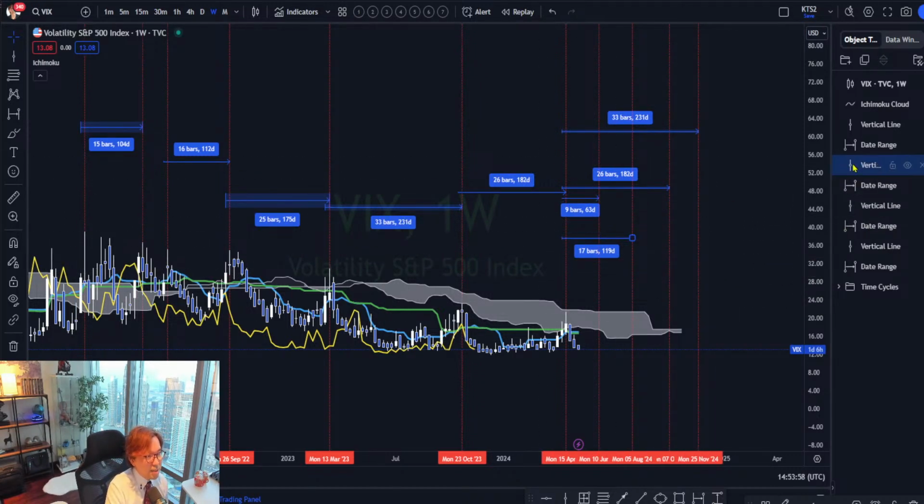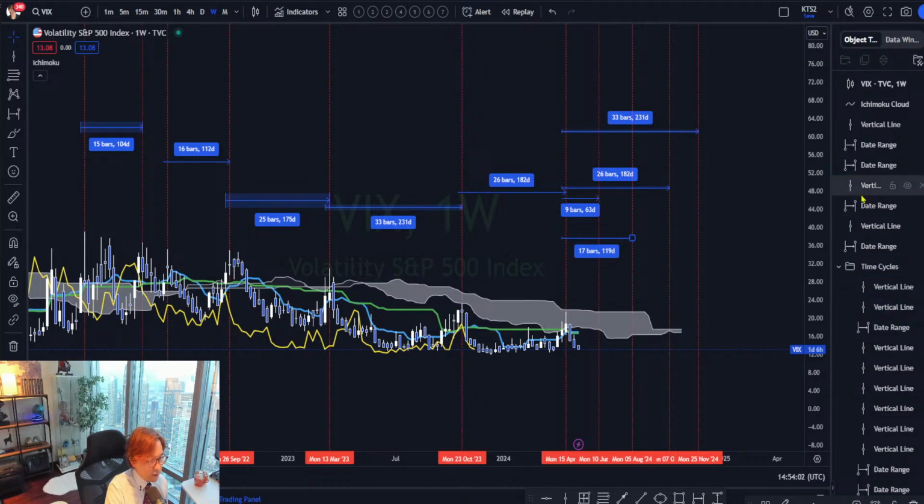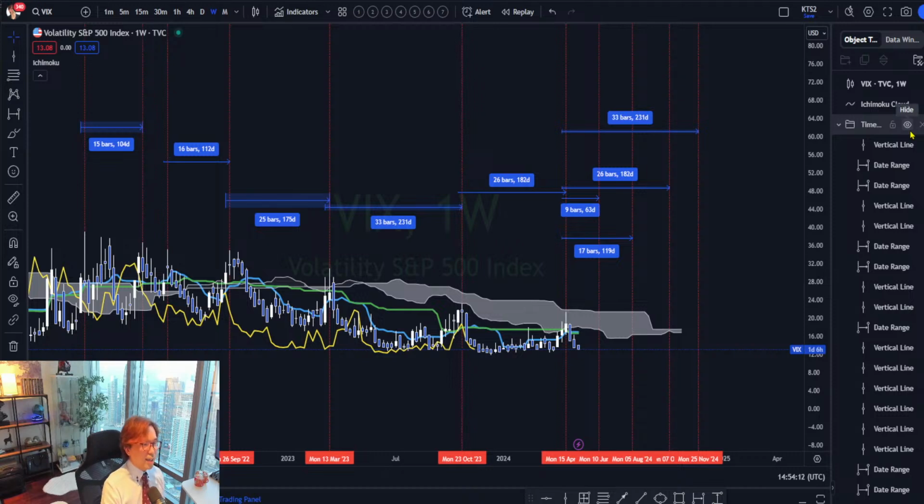Okay, yeah, I will keep these lines under the time cycles folder, so I will recall when the date is closer. Let's see. Okay, so yeah, that was a recap on the time cycles.